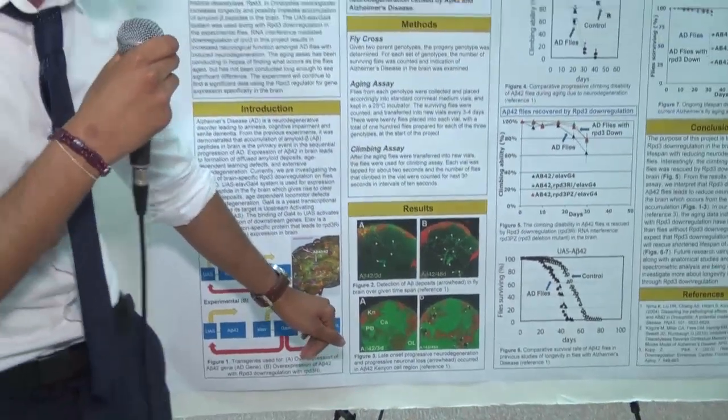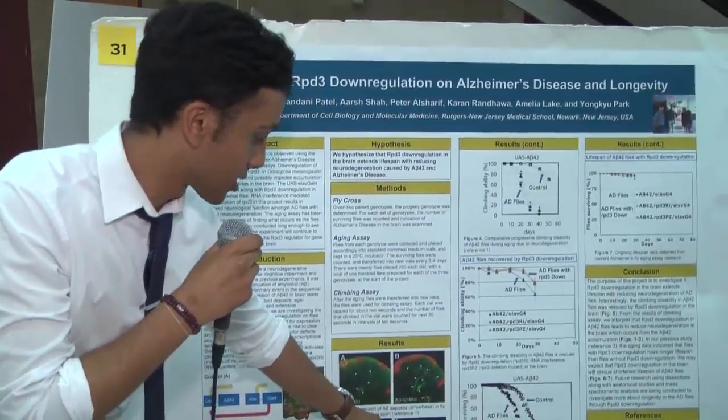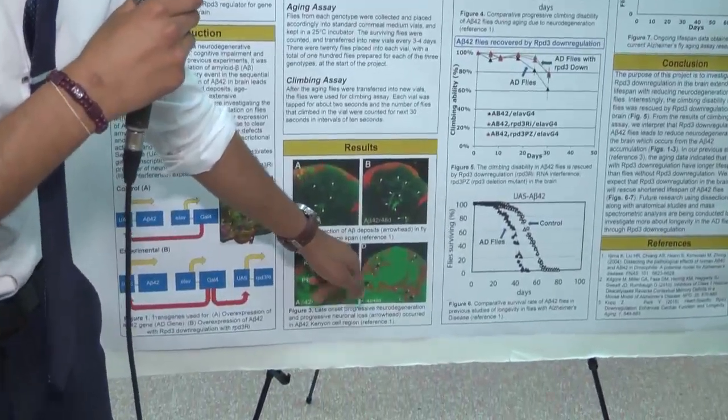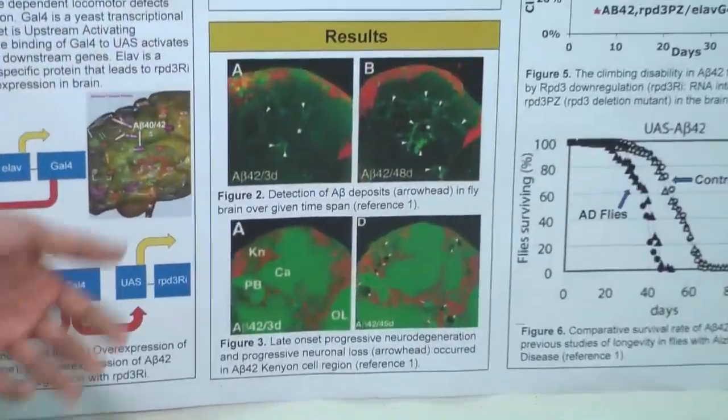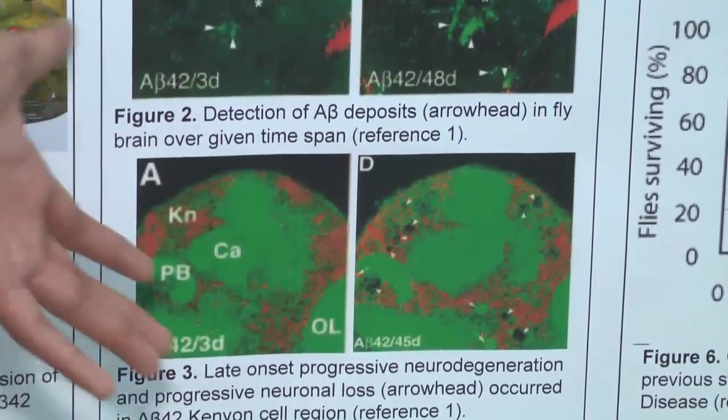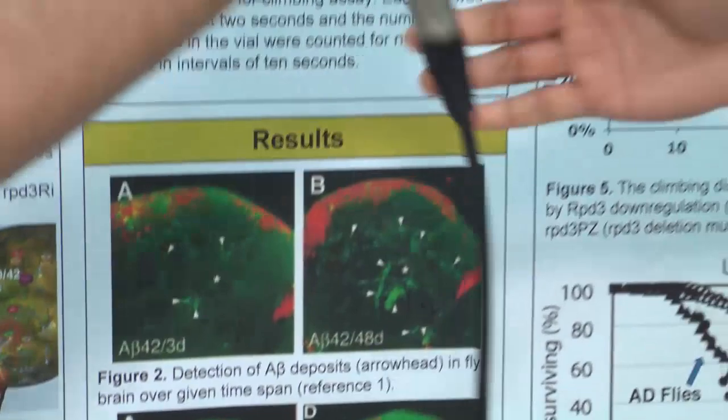Figure 3 basically shows the same thing, but it focuses on the neuronal loss. So if you look at the little arrowheads over here, they're a little smaller, but you can see the holes in the fly brains. That just shows that there is neuronal loss as the flies age, which is basically what we're testing.